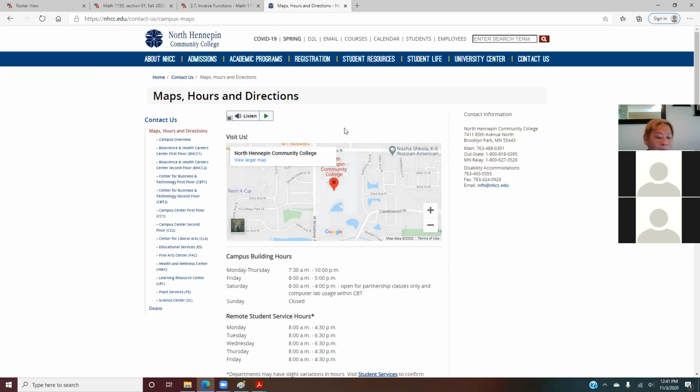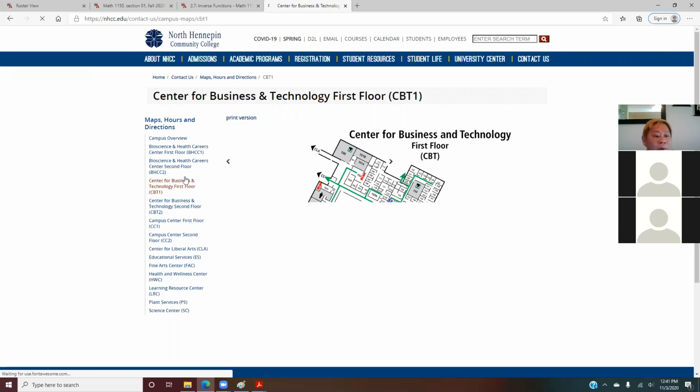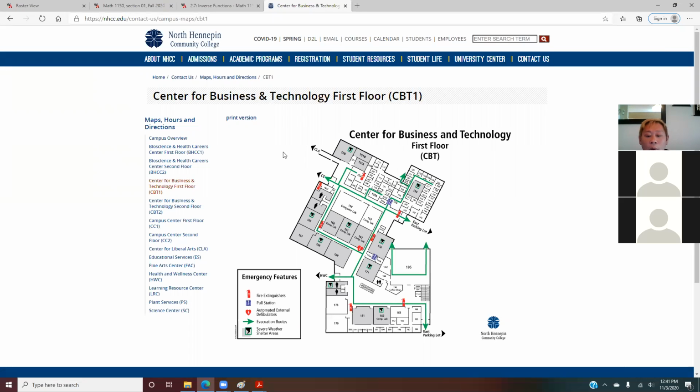So when you go to the CBT building, this is the CBT building. This is the east parking lot. Usually a lot of you will park here. What you do is go into this main entrance. This is the only entrance you're allowed to go in. The rest of the entrances have been locked. At this entrance you have to scan your ID and show them that you passed the COVID-19 self-assessment. Once they allow you in, you make a left.